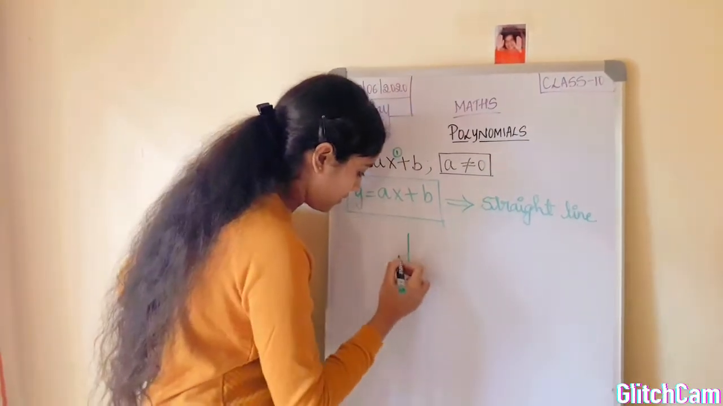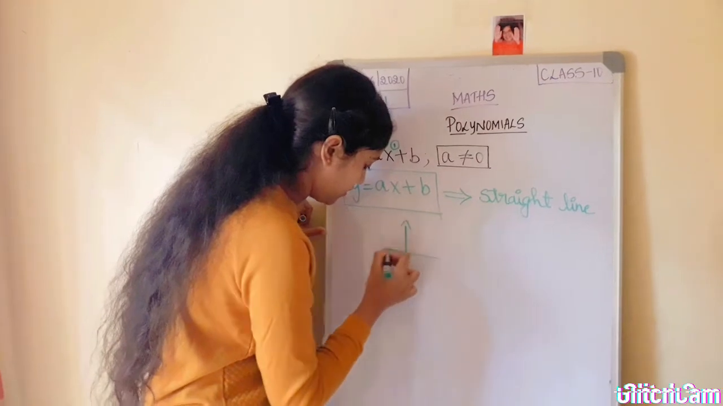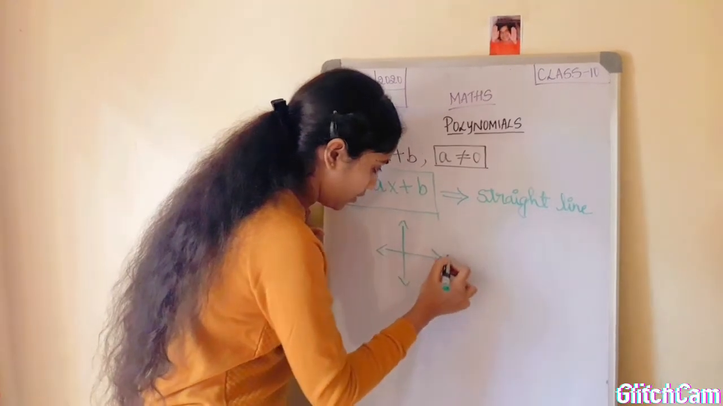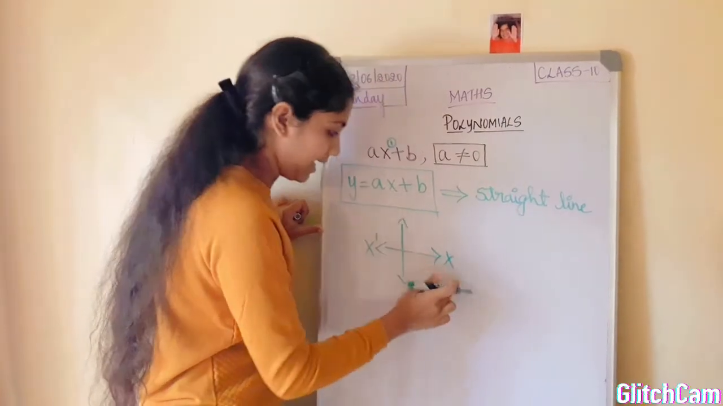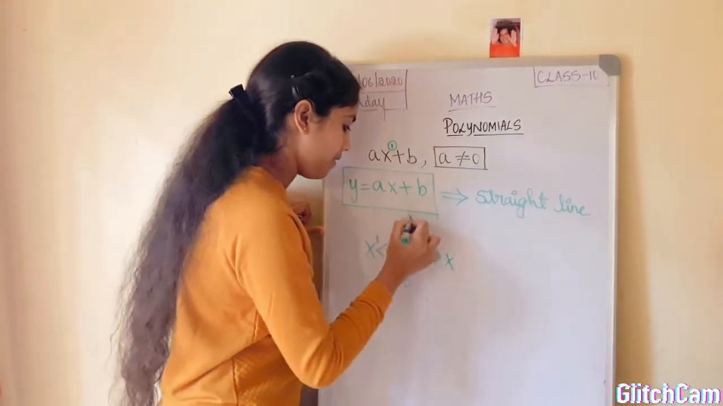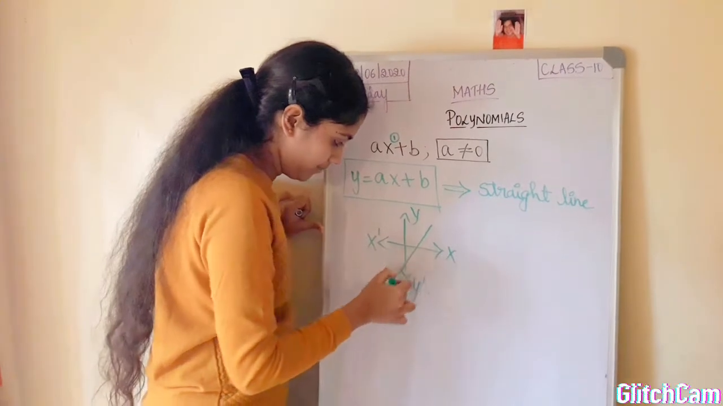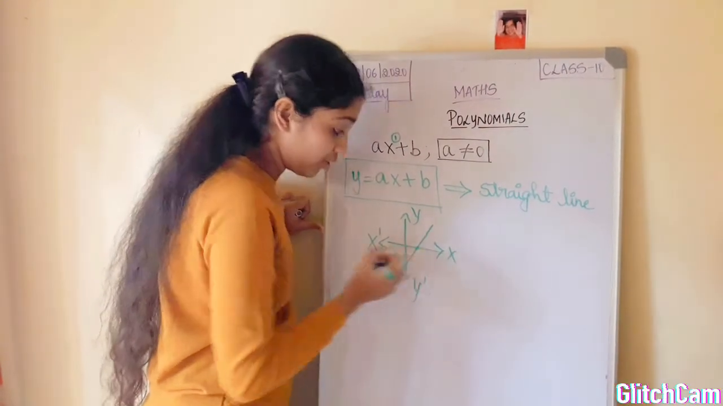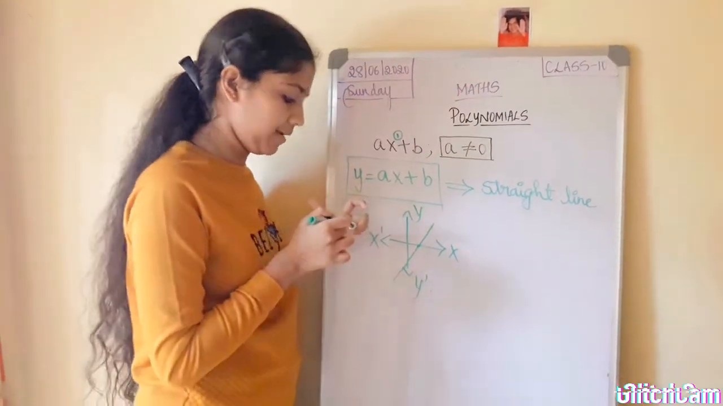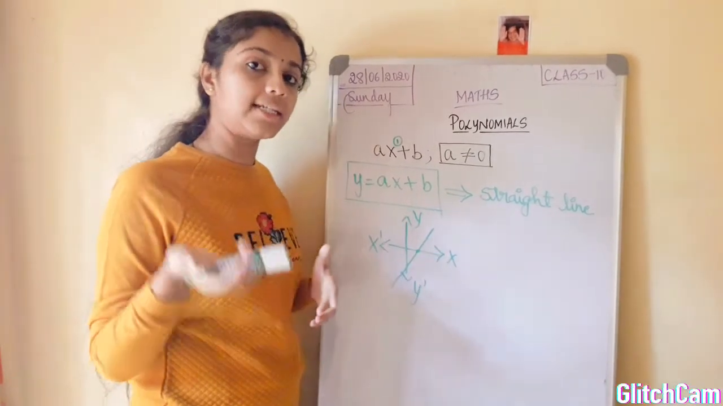So how would you represent this? Now this is a Cartesian plane. The horizontal line x dash, y dash. So you have a straight line. This is the 0 of the polynomial ax plus b. This is what you have already learnt in your 9th.